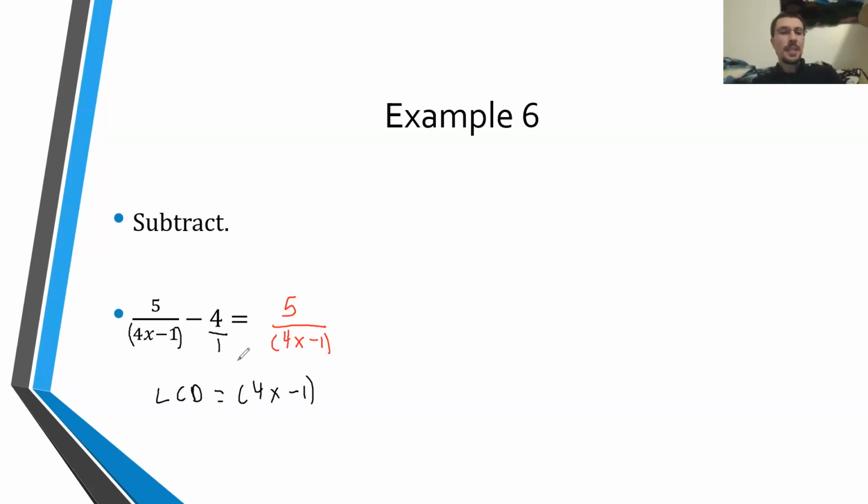What is the second fraction missing from the LCD? Well, it has the 1, but it's missing the 4x minus 1. So multiply the top and the bottom of the second fraction by 4x minus 1. And when you distribute the 4, we're going to have 16x minus 4 as the numerator of the second fraction.